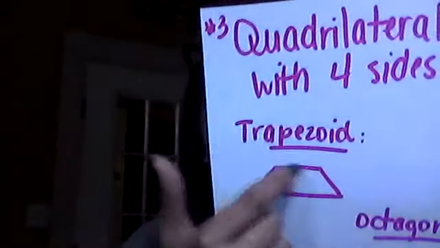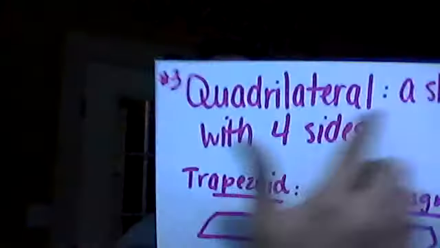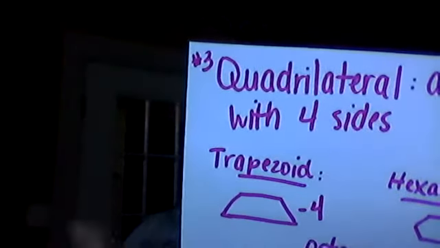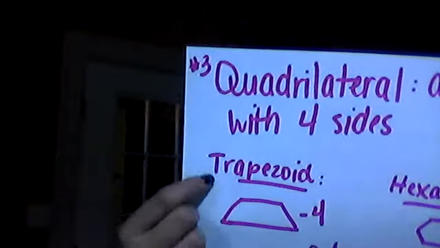Again, the hexagon has 6 sides, and the octagon has 8. Okay? And then how many sides does our trapezoid have? It has 1, 2, 3, 4 sides. And then let's go back to our definition of quadrilateral, a shape with 4 sides. So the only one that falls in this category of a shape with 4 sides is the trapezoid.